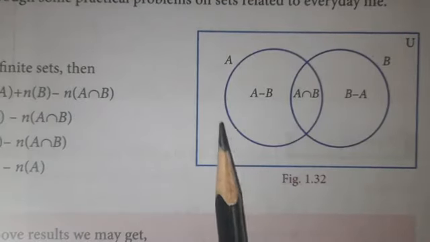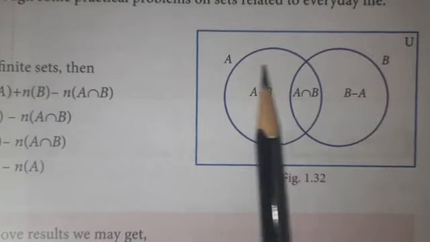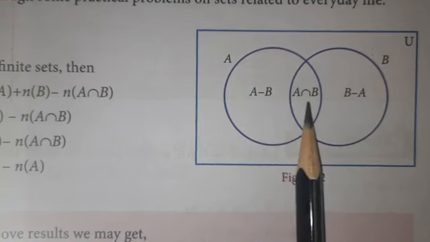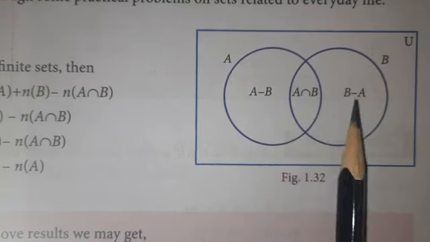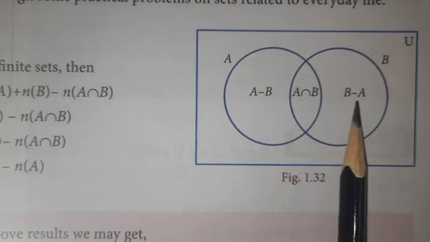The first circle is set A and the second circle is set B. Here this part only is A difference B. This is the common part, you know it is A intersection B, and then only B is B difference A.